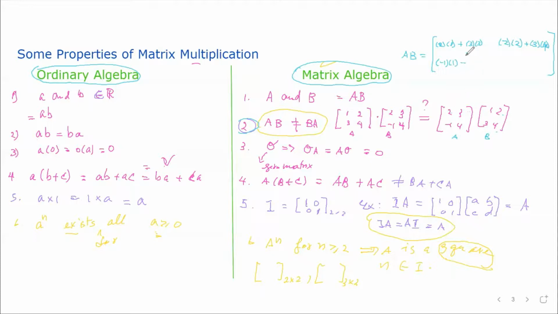plus, okay, this one plus. So this times this. Okay, so it becomes 4 times 3 plus 4 times 3. And then this again, this second row times the second column, so it becomes -1 times 2 plus 4 times 4. So it becomes -1 times 2 plus 4 times 4.